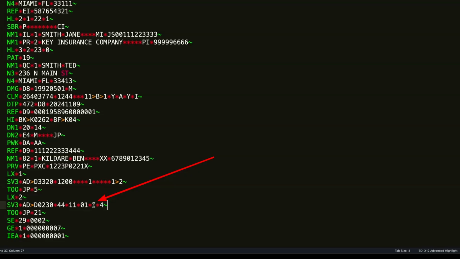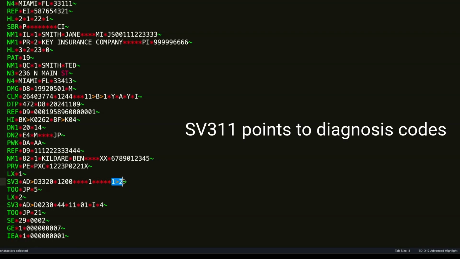Then SV305 specifies the code for placement status of dental work. For example, I for initial placement, R for replacement. SV306 carries the count of the number of procedures for this line. SV311 points to one or multiple diagnosis codes for this line. This pointing is exactly how we already discussed for the SV1 segment in 837P claims.